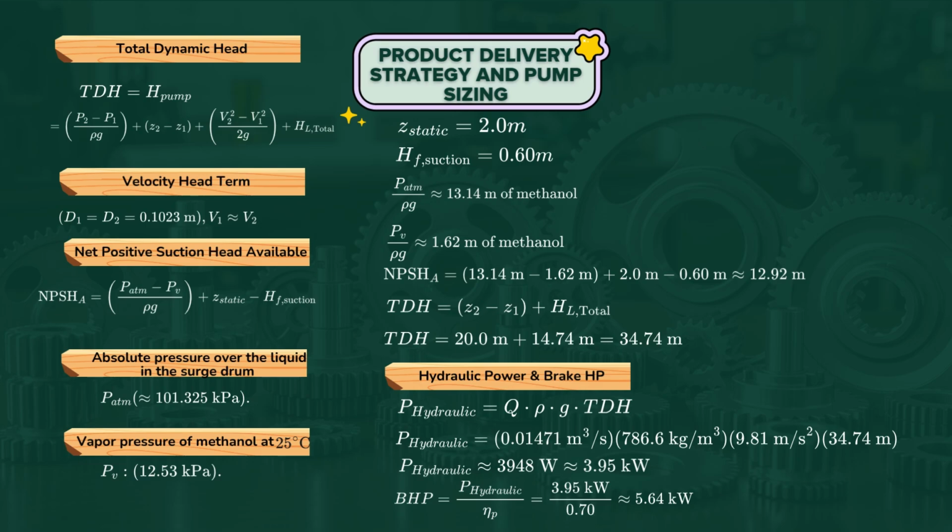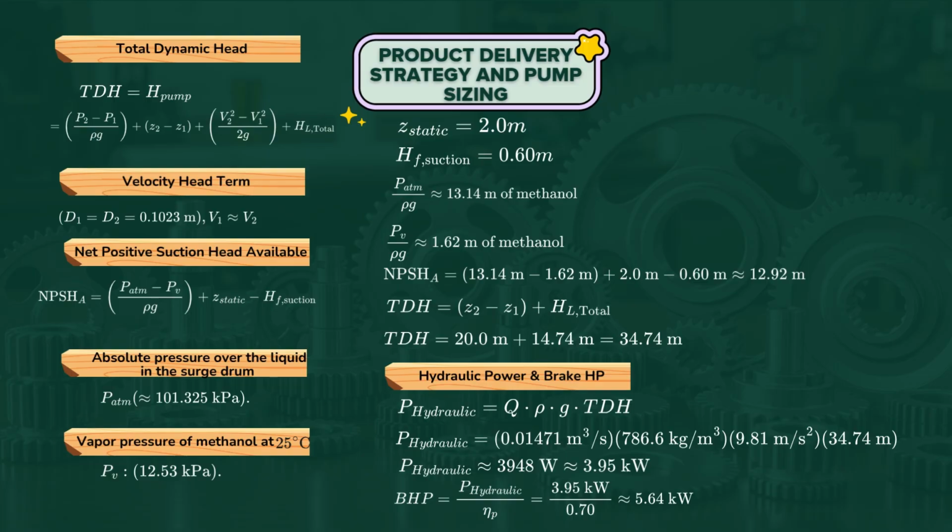Selection justification for pump type and efficiency. The pump required is a low to medium power unit, 5.64 kilowatts or approximately 7.57 horsepower, designed for continuous liquid chemical service. Pump type selection. A centrifugal pump is a standard choice for high-volume liquid transfer applications.